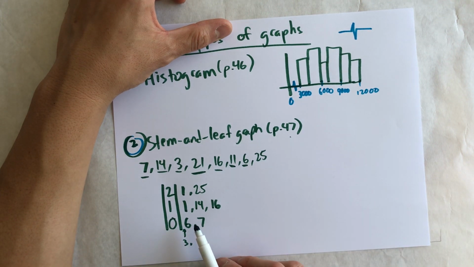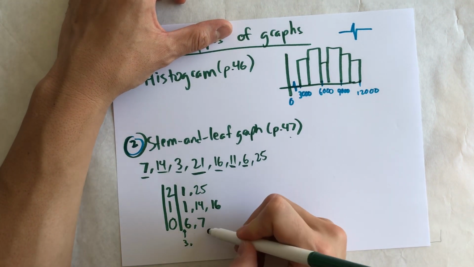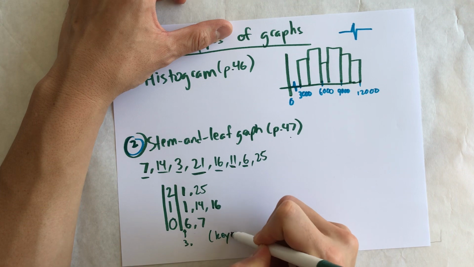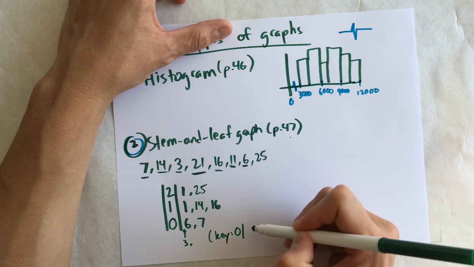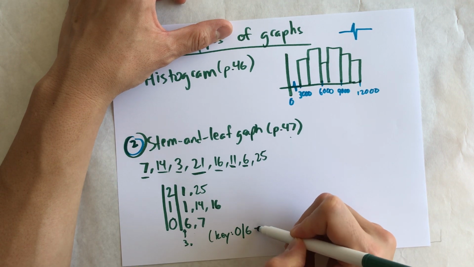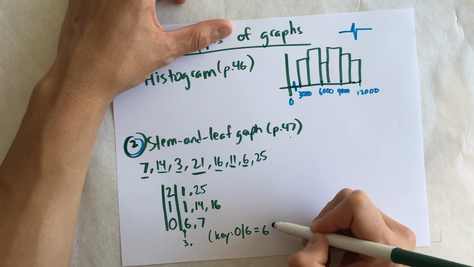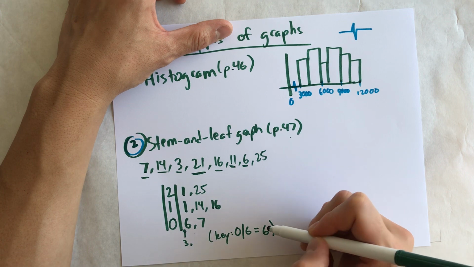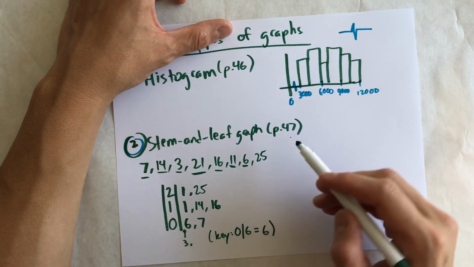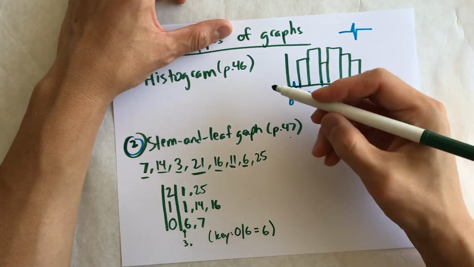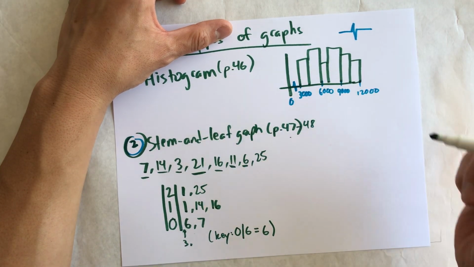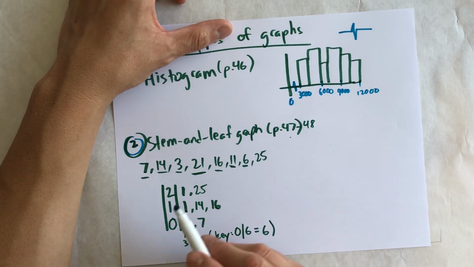What you also need to do is make a little key. Your key here is just going to show what these mean. So, for example, the 0 with the line 6 simply means the number 6. Okay? So make sure you write that key. Look at pages 47 to 48 for more examples. So this is a regular stem and leaf plot.